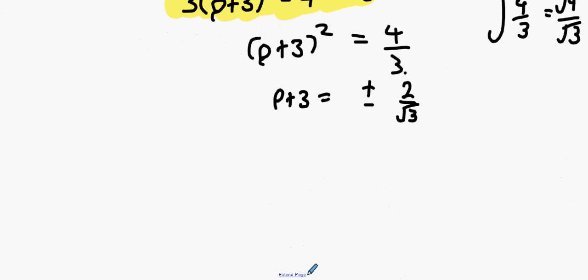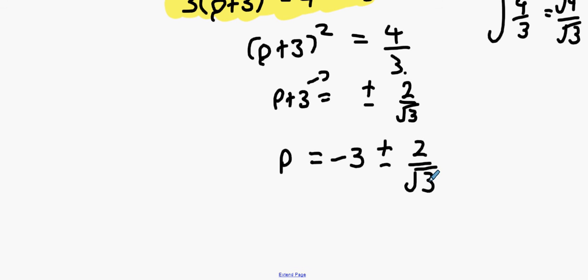Now finally, what do I do with the 3 on this side? 3. Move it over and you get minus 3 plus or minus 2 over root 3. And that's your answer. Okay? You're done.